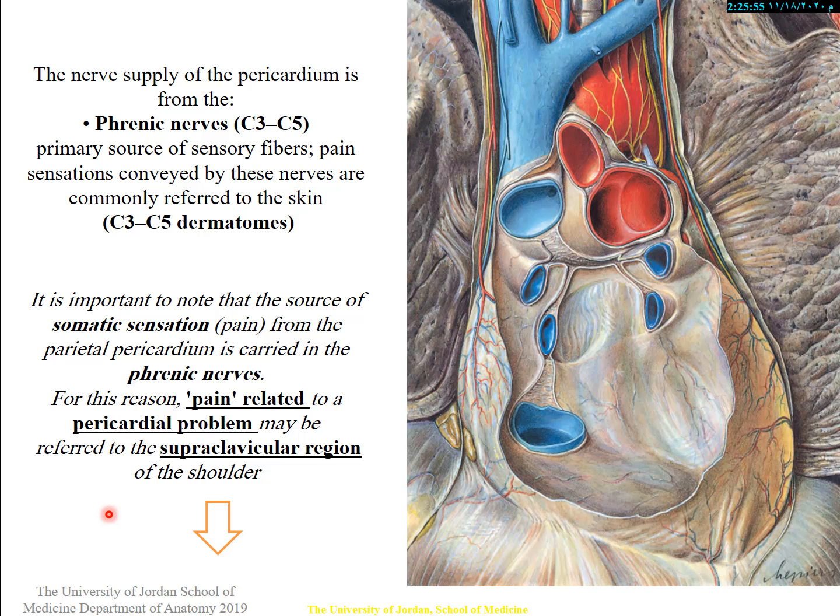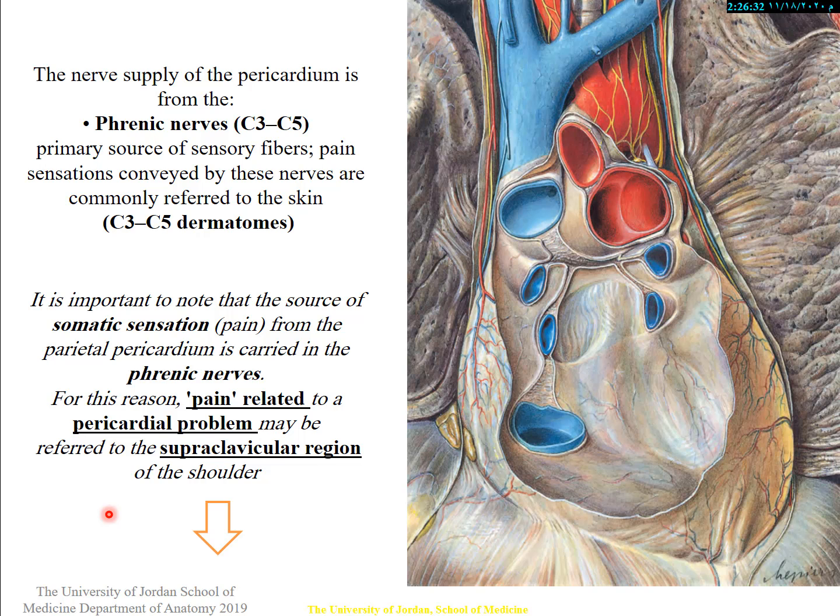Now the nerve supply of the pericardium has to be put in its way to understand it. Whenever we talk about an internal organ, you have to consider facts about internal organs. Do you need these organs to feel somatic pain? Do you need these organs to be totally autonomic, muted organs? You don't need to know anything about them.